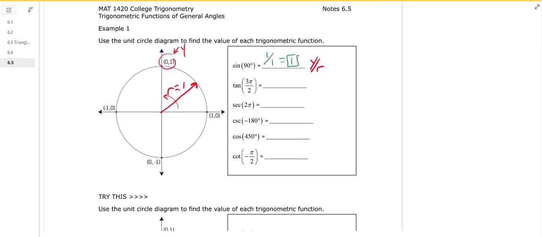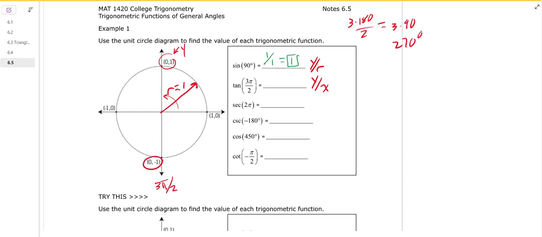We go to this next one. The tangent's definition is y over x, at 3 pi over 2. You could convert this to degrees by doing 3 times 180 over 2, which gives 3 times 90, which is 270. Or you can just learn to count out the pi over 2. Pi over 2 is 90, so you'd have 1 pi over 2, 2 pi over 2, and then 3 pi over 2 down here.